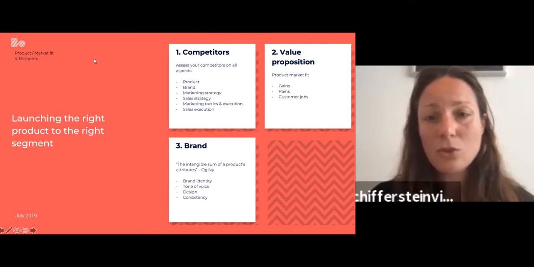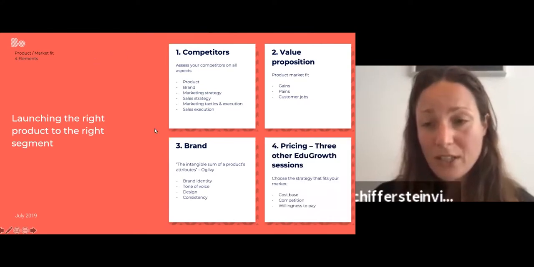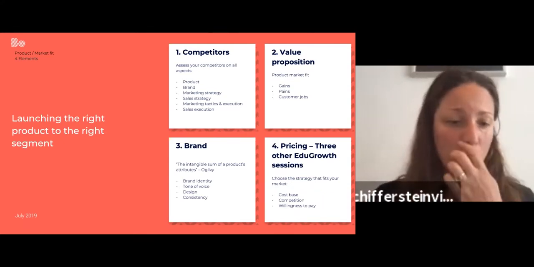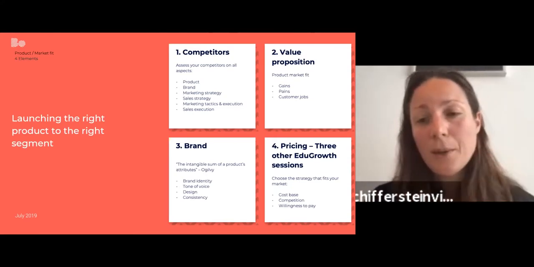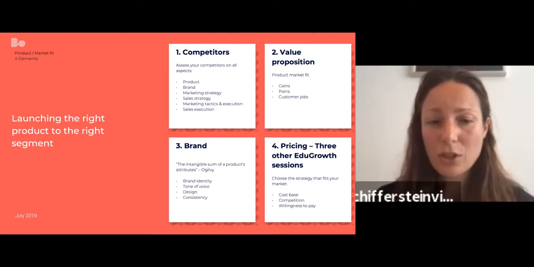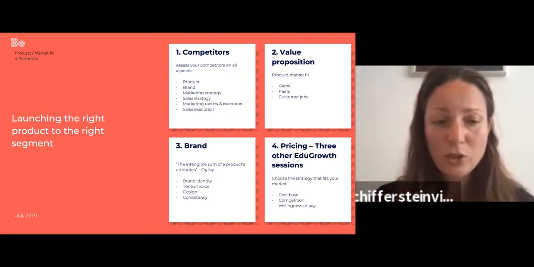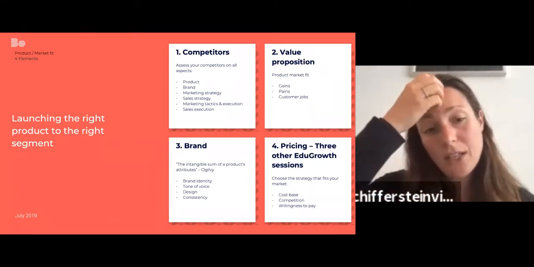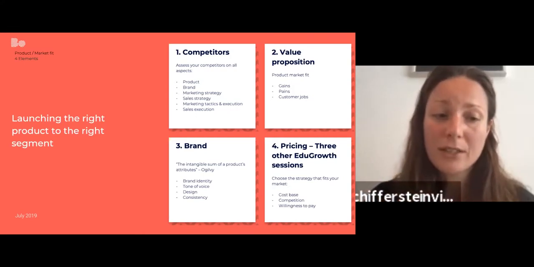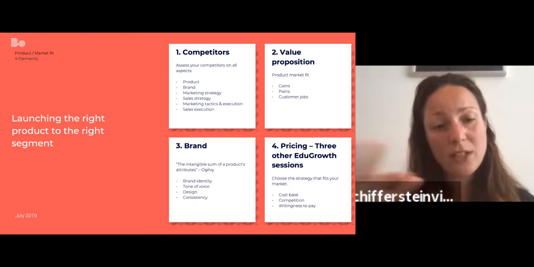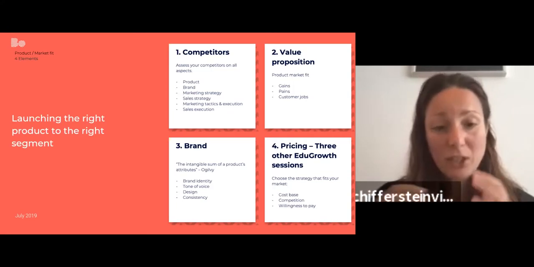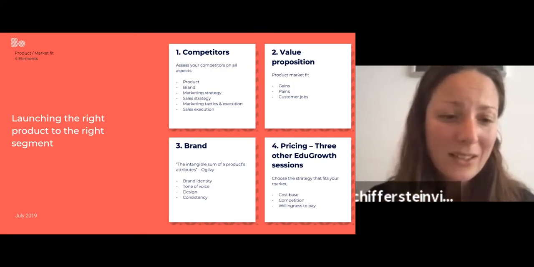And then lastly, in terms of product market fit, is your pricing. And we touched on that a little bit last week, talking about the Conjoint and the Van Westendorp. Janet said there are going to be 3 other sessions run by EduGrowth specifically on pricing, so I won't go into detail. The only thing I would want to say about this is choose the strategy that fits your market. So really assess the pricing that's already in that market and think about, okay, is that cost-based? Is that based on competition, or is that willingness to pay?